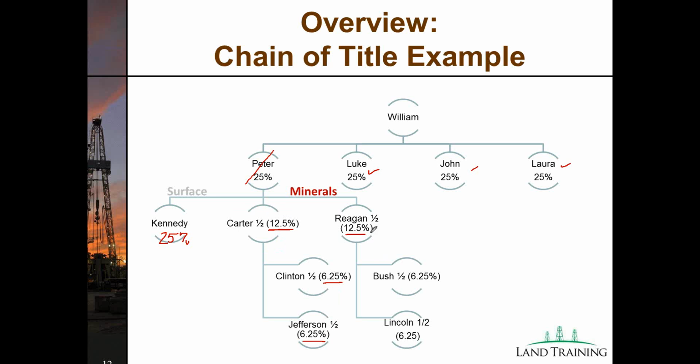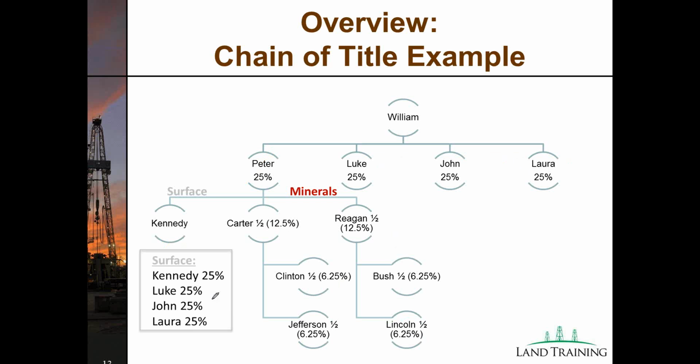Reagan does the same thing. Reagan conveys half of the interest to Bush and half of the interest to Lincoln. Therefore, the ownership at this point is Clinton 6.25%, Jefferson 6.25%, Bush 6.25%, and Lincoln 6.25%, with Luke, John, and Laura owning the remainder mineral interest and surface interest.